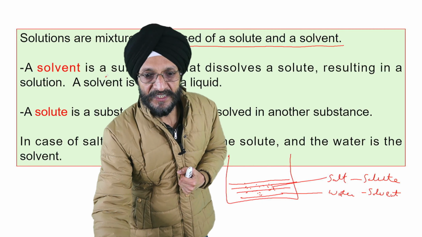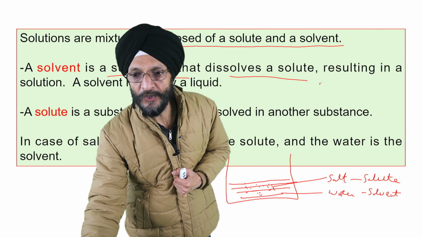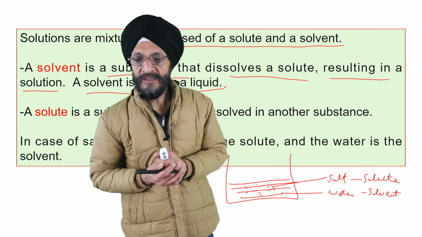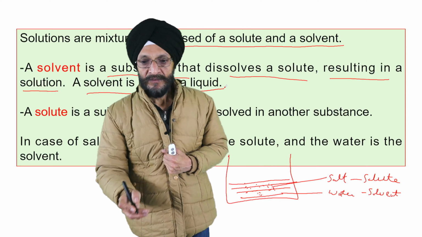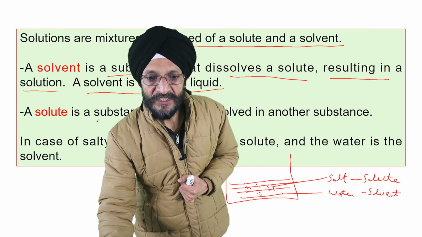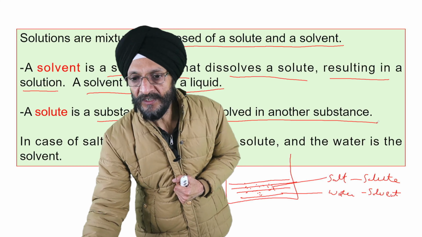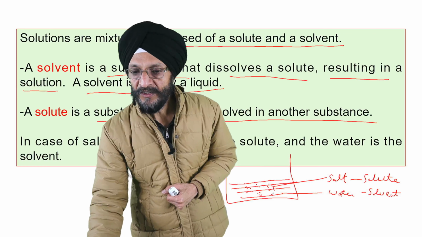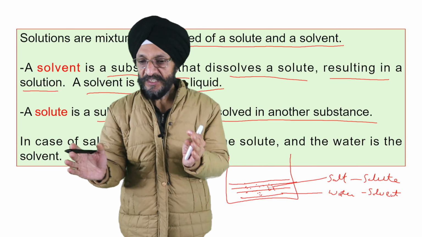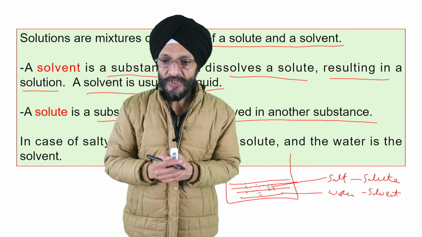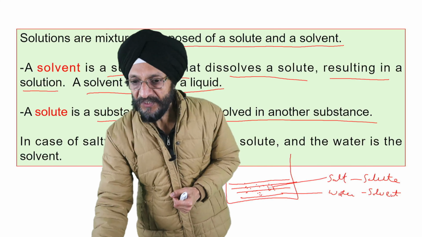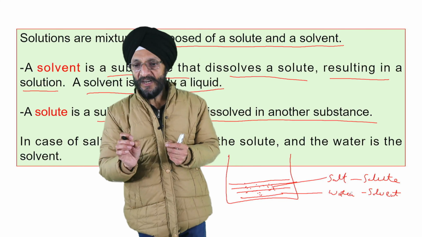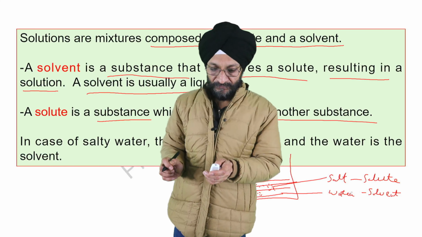A solvent is a substance that dissolves a solute resulting in a solution. A solvent is usually a liquid. Now what about solute? Solute is a substance which is dissolved in another substance. In the example you have seen that the salt has been dissolved in water. This is a mixed solution which is composed of water and salt, in which salt is the solute and water is the solvent in which the salt has been mixed.